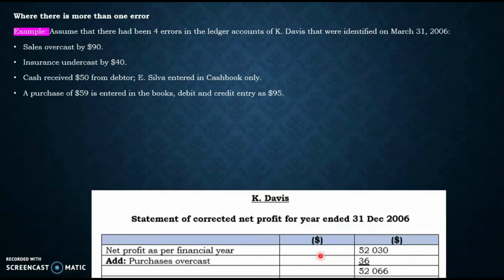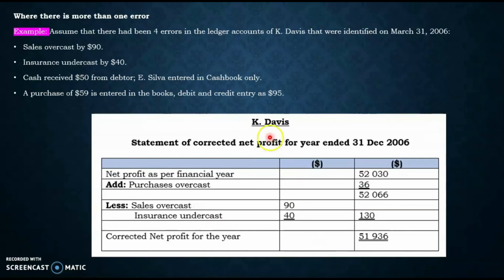So let us see exactly how to treat our statement of correction of net profit for the year ended 31st of December 2006. So we have first our net profit as per financial year, and we have the amount 5230. Now purchases was overcast, so it would have caused our profit to be less than it should have been. So we're gonna add it back. Remember our rules? When purchase is overcast, we add. So we get our new figure.